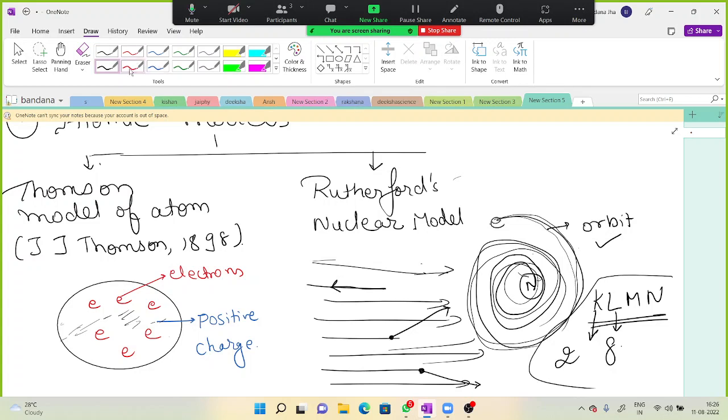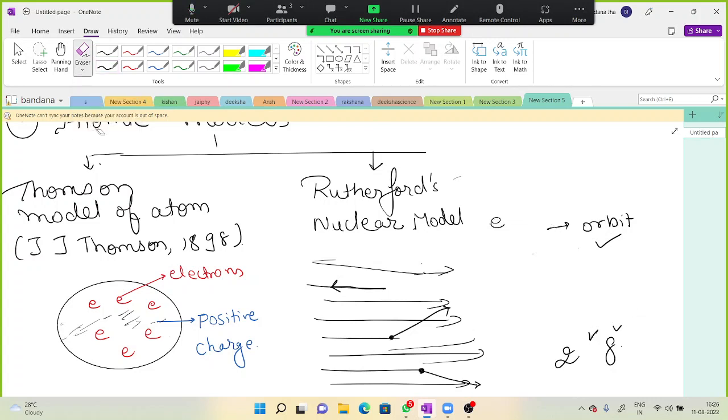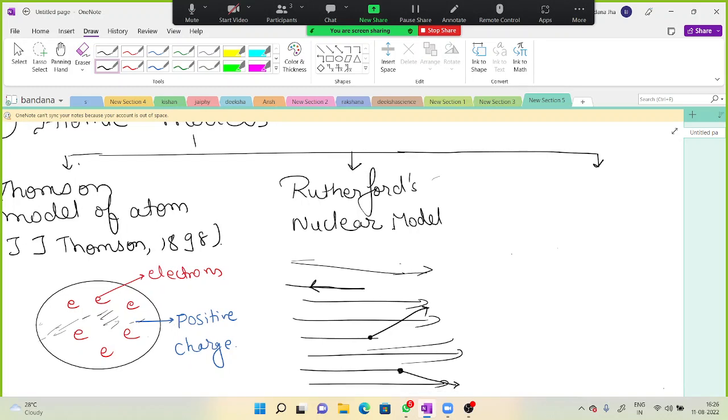Okay, let's start the next model. So that was the drawback of Rutherford's model. He only discovered the orbits and named them K, L, and M. Rutherford said about the nucleus, he discovered the nucleus, and he said about the orbit also. The word orbit was given by Rutherford. Now Niels Bohr.